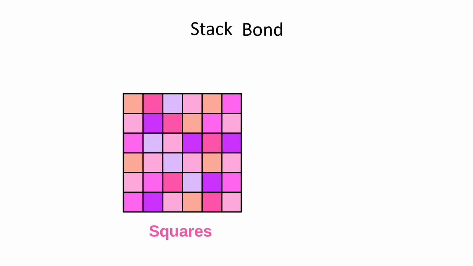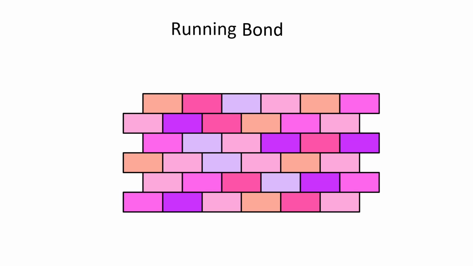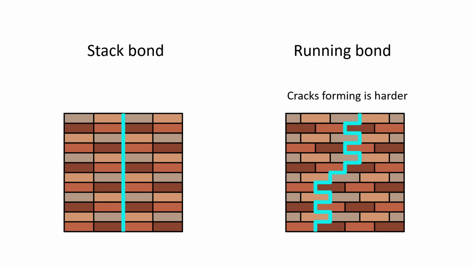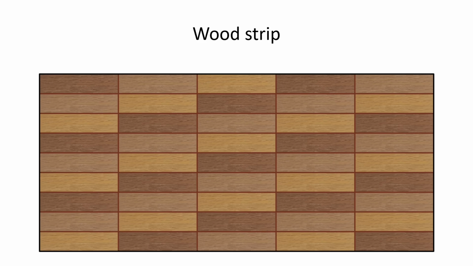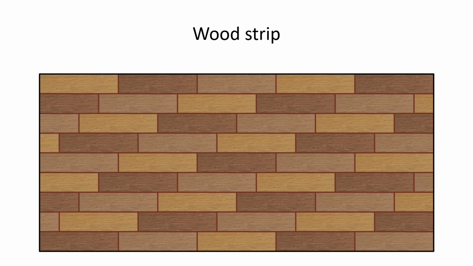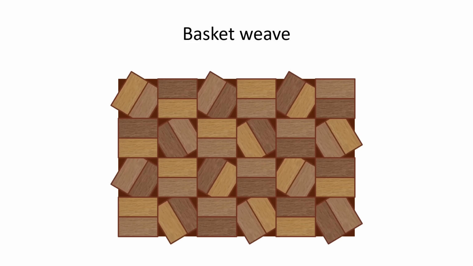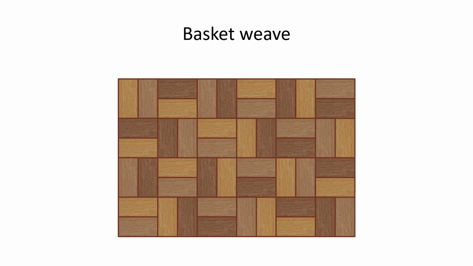Stack bond is essentially the square tiling just stretched out. Running bond has half the rows offset by half a brick, and it has more structural integrity. Wood strip is similar, but the offset is smaller. It's commonly done with long rectangles. Basket weave combines rectangles into squares and has half the squares rotated to achieve this woven look.